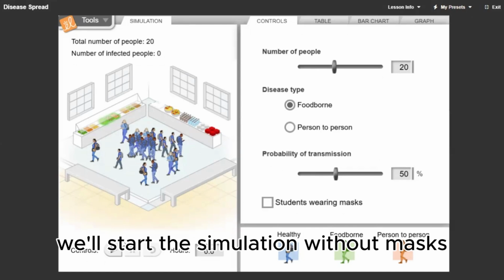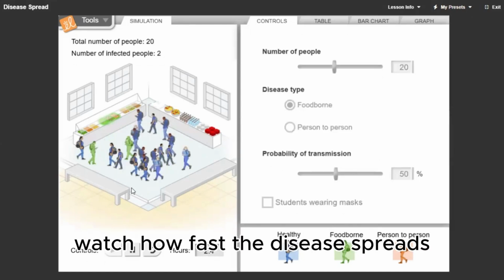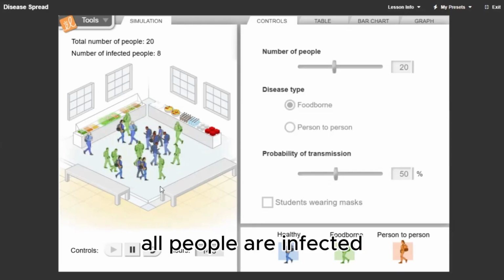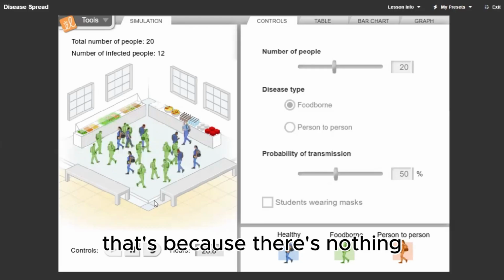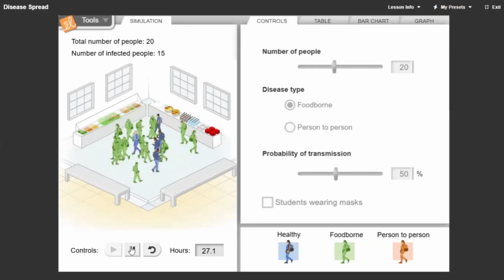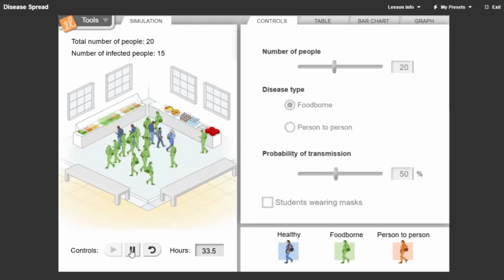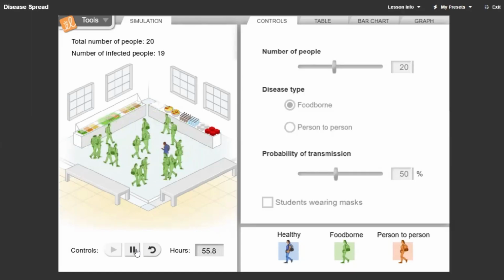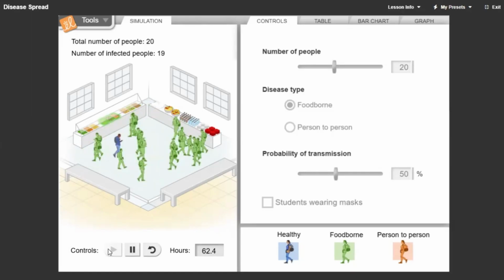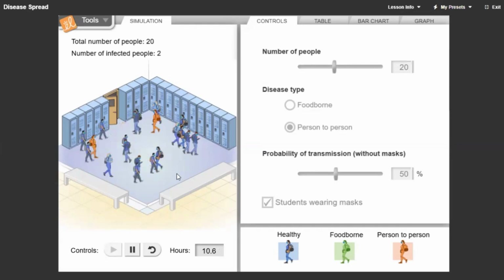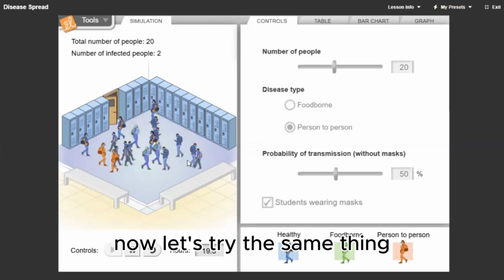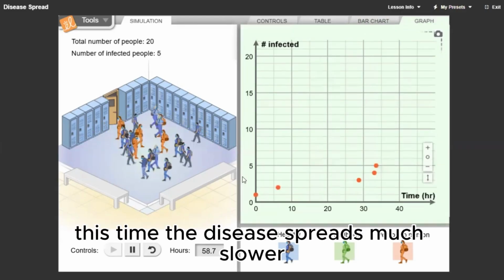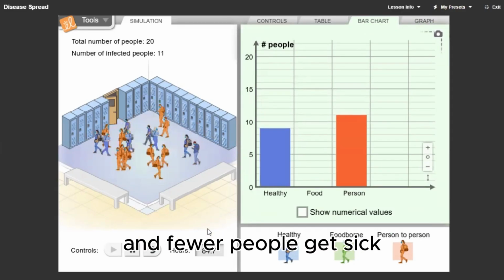We'll start the simulation without masks. Watch how fast the disease spreads. All people are infected. That's because there's nothing stopping the germs from spreading. Now let's try the same thing, but with masks on. This time, the disease spreads much slower and fewer people get sick.